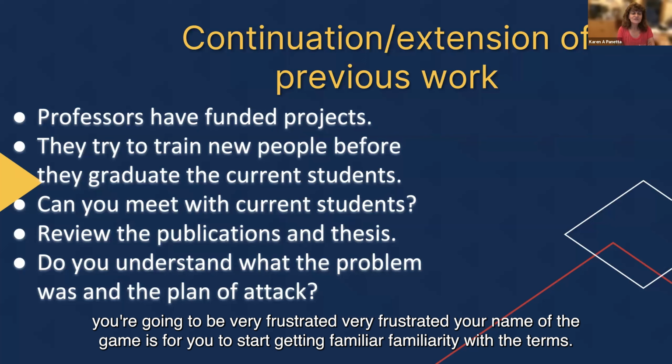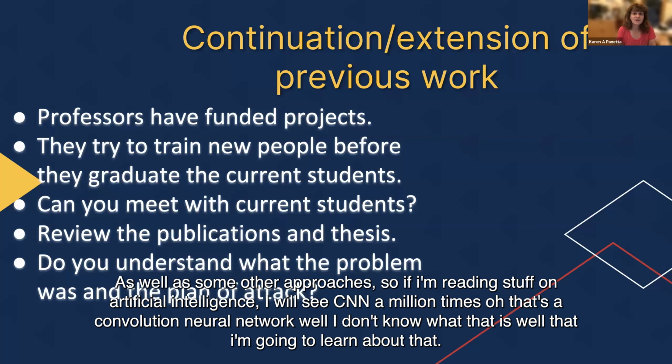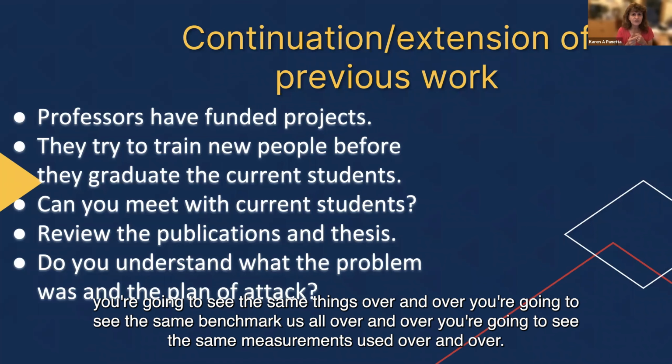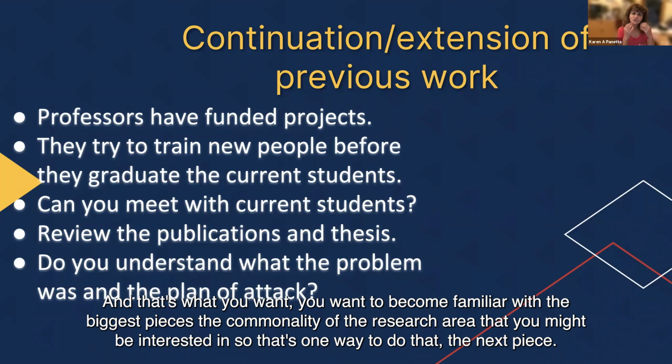Your name of the game is for you to start getting familiarity with the terms as well as some of the approaches. So if I'm reading stuff on artificial intelligence, I will see CNN a million times. And that's a convolutional neural network. Well, I don't know what that is. Well, I'm going to learn about that. Or I'm going to see what training versus validation is. What's the difference? You're going to see the same things over and over. You're going to see the same benchmarks used over and over. You're going to see the same measurements used over and over. And that's what you want. You want to become familiar with the biggest pieces, the commonality of the research area that you might be interested in. So that's one way to do that.